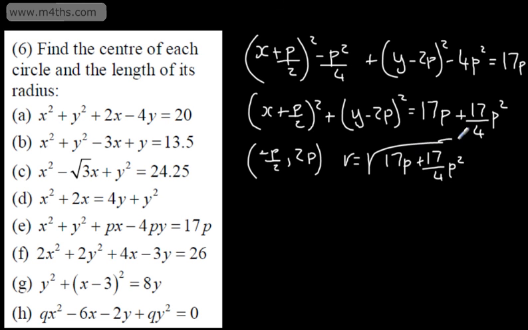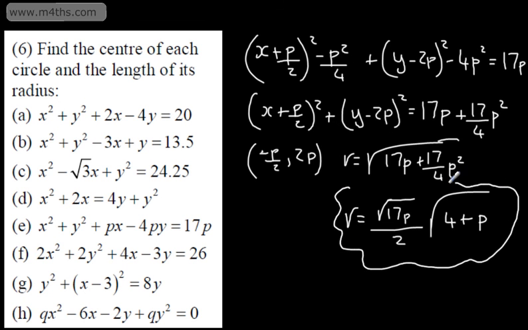Now you could tidy that up. Let's see if we could. If we take out root 17, it'll be root 17p over 2, multiplied now by the root of, that's going to give me 4 plus p. A quick guess, but whatever it is, it's horrible.